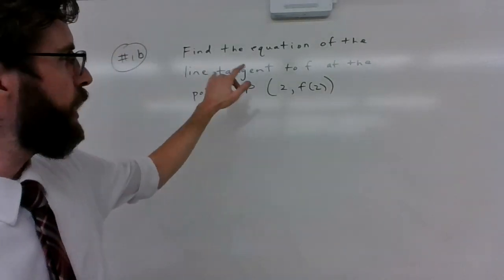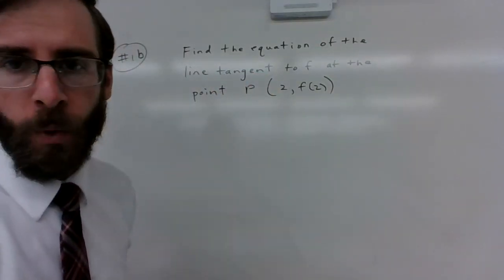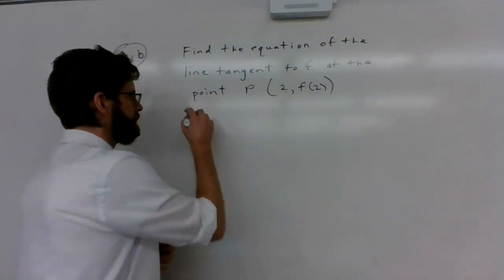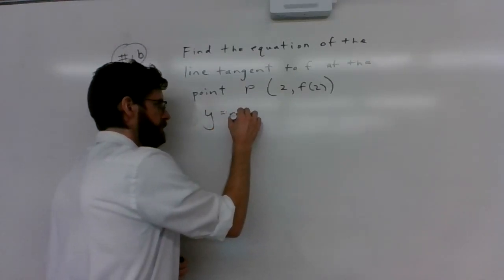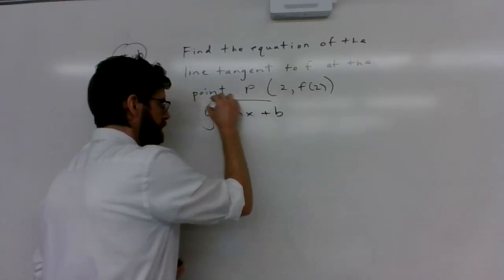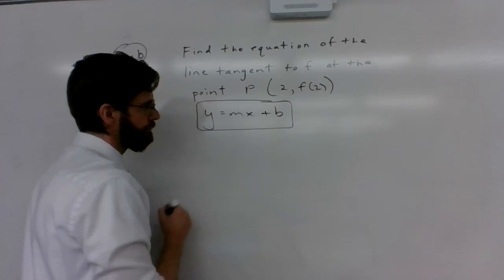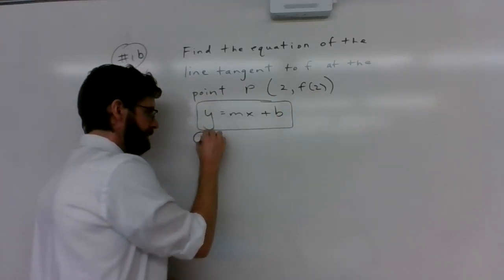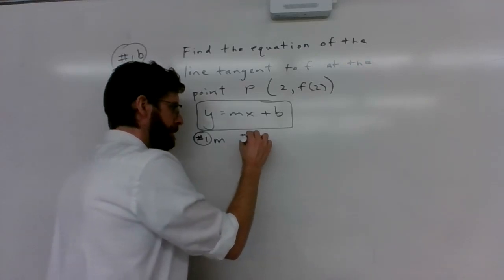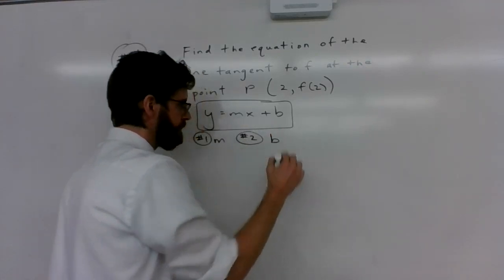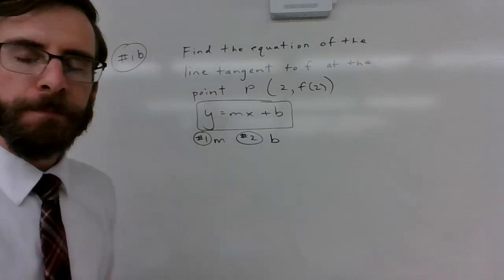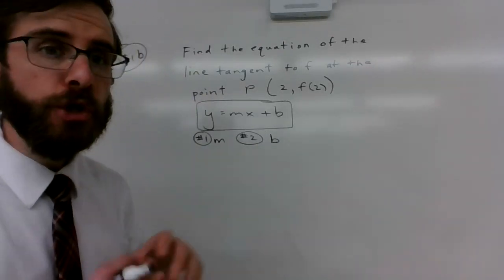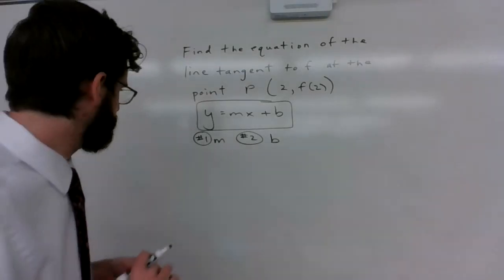You're supposed to find the equation of the line tangent to f at the point P. So, what do equations of lines look like? You need m, you need b. The bulk of our work is going to be solving for m, because m tan is the huge formula that we were talking about today.